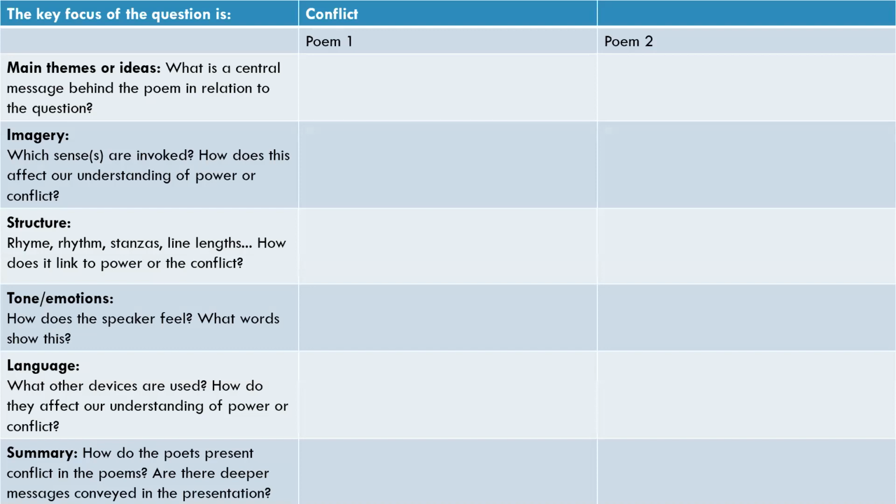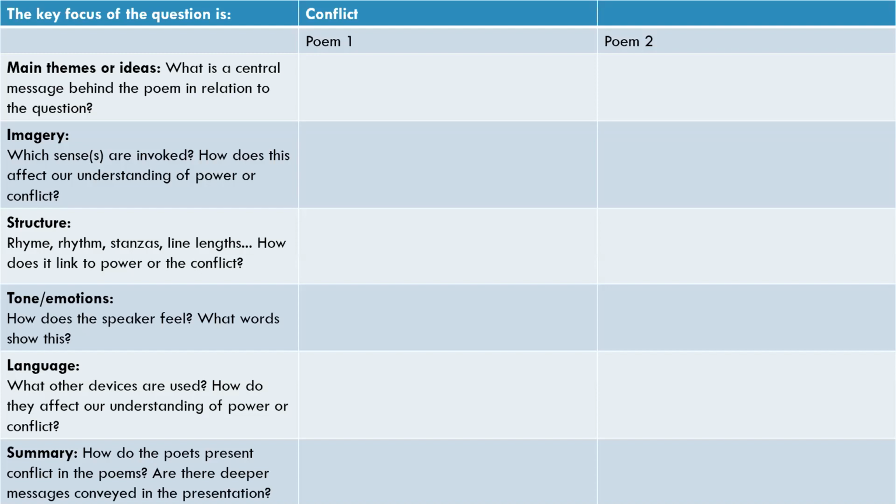You might then want to make notes about the imagery that the writer uses that link to some points that you want to make about the themes. So what senses are invoked? How does that affect our understanding of power and conflict, or the theme of conflict in the poem? What do you know now about structure? Think about rhyme schemes, if there are any, the rhythm that's used, how many stanzas are there, how many line lengths are there, and how does that link to the idea of power and conflict?